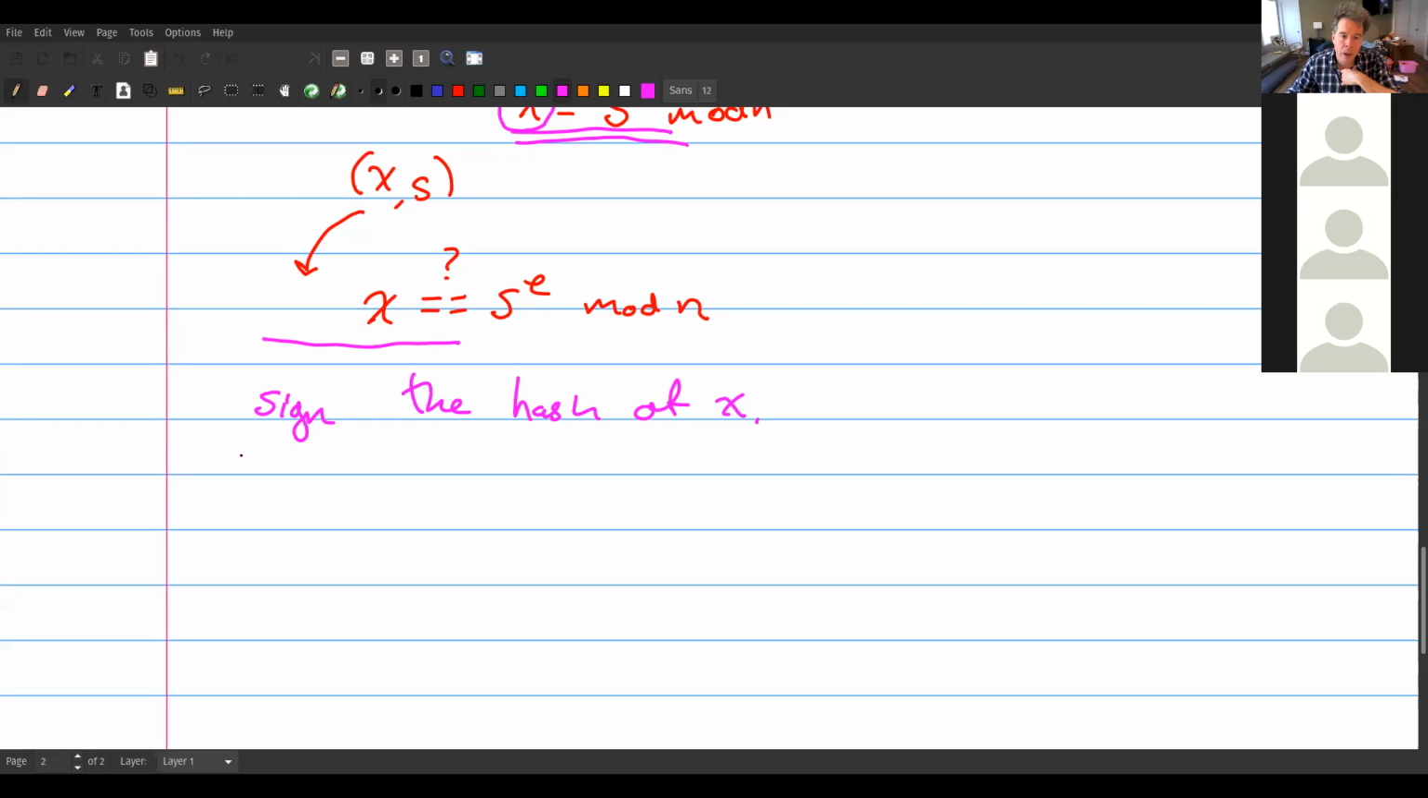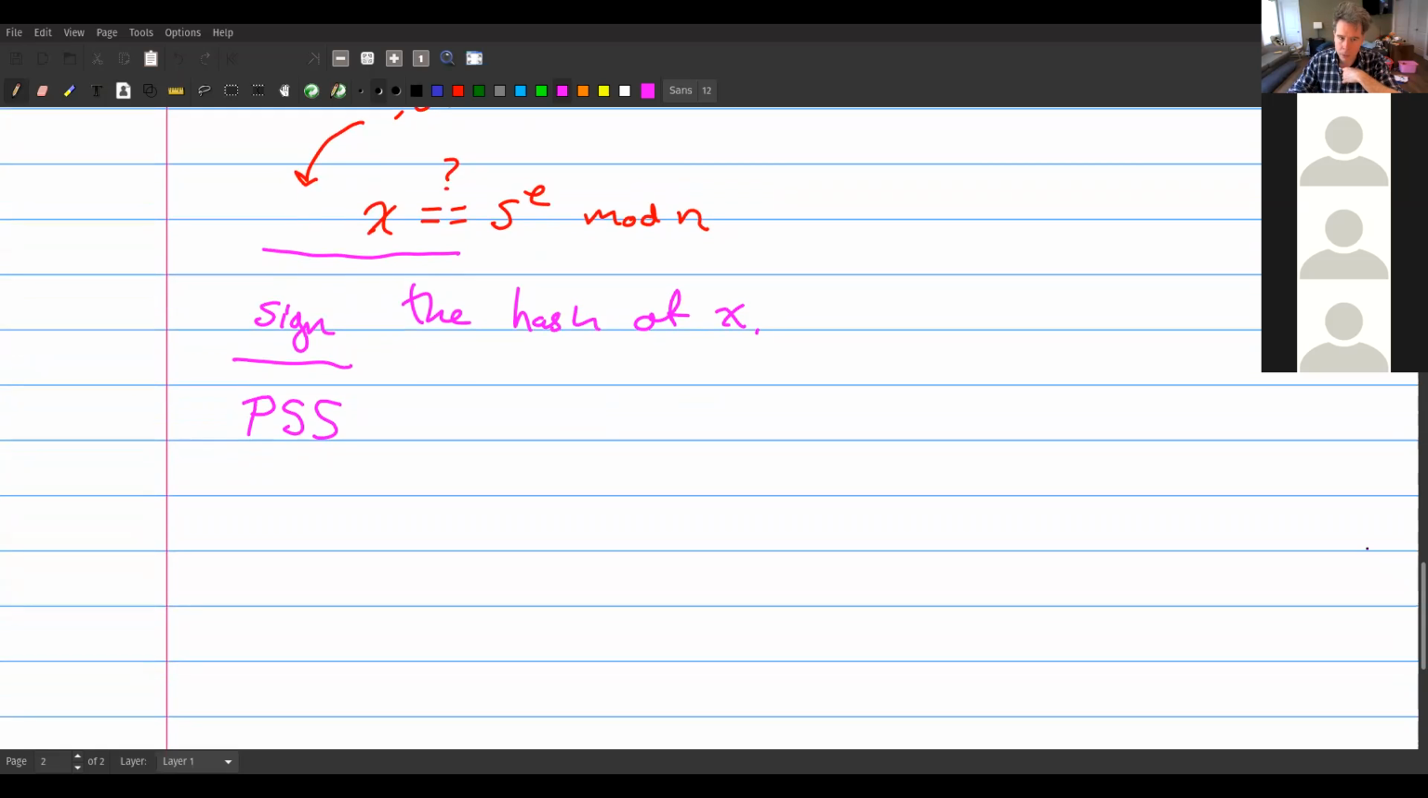But a better way is to use a padding scheme. And the padding scheme that we used for our RSA cipher is not the same as the padding scheme that you should use for signatures. So this would be the kind of cryptographic mistake that you could realistically make in the real world. You know that you're supposed to pad, but you use the cipher padding instead of the signature padding when you write your code.